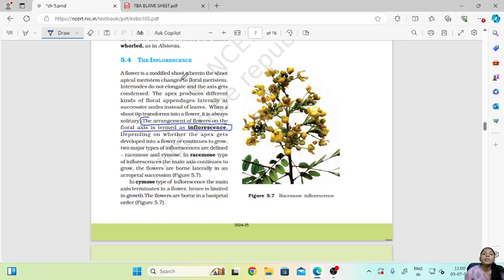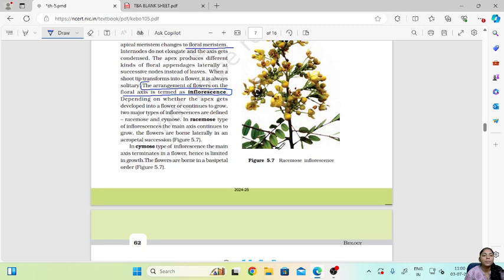Now a flower is a modified shoot wherein the shoot apical meristem changes into a floral meristem. So we have seen the shoots. Now in this case, a flower is a modified shoot. The shoot apical meristem changes into floral meristem to produce the flowers. So there are two types of inflorescence based on how the flowers are positioned and how they mature. The two types are cymose and racemose inflorescence.